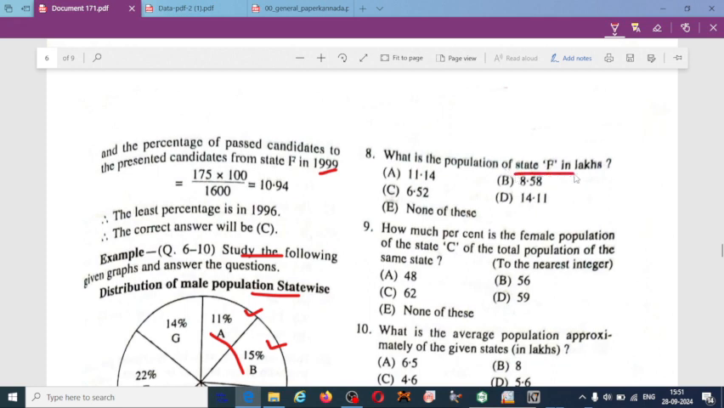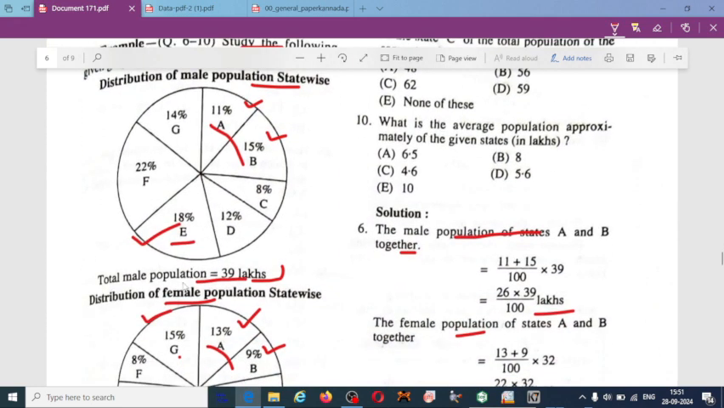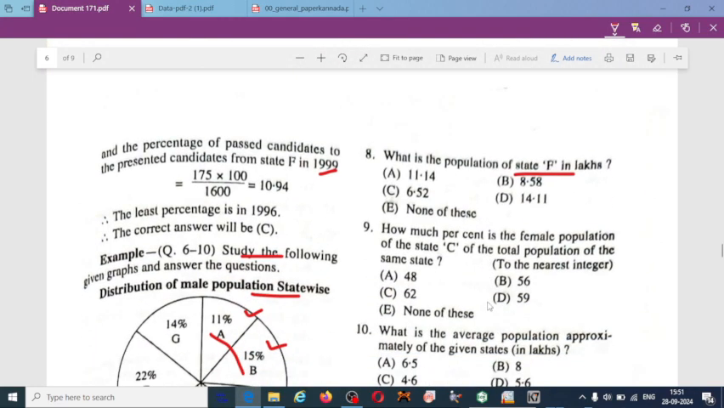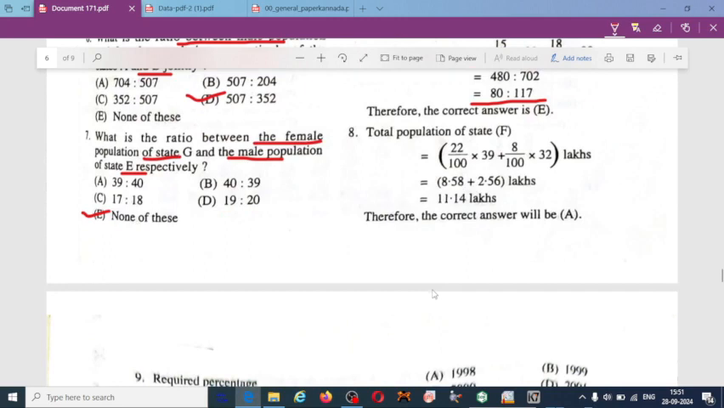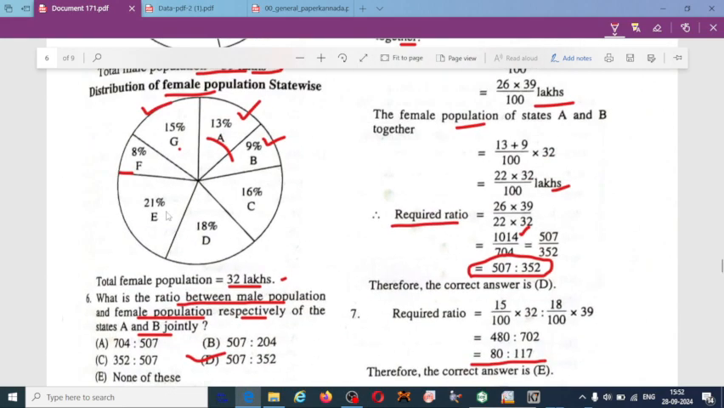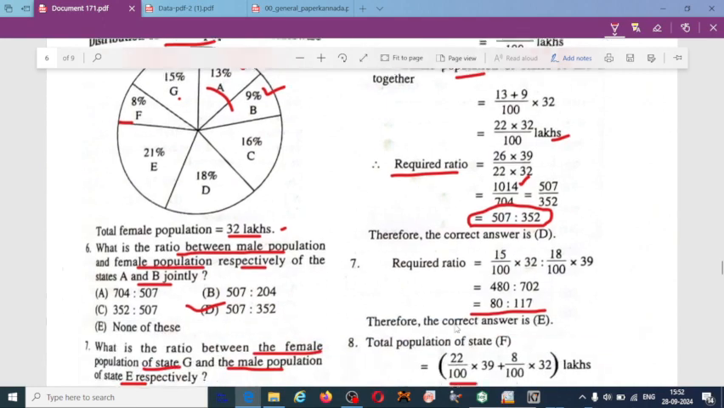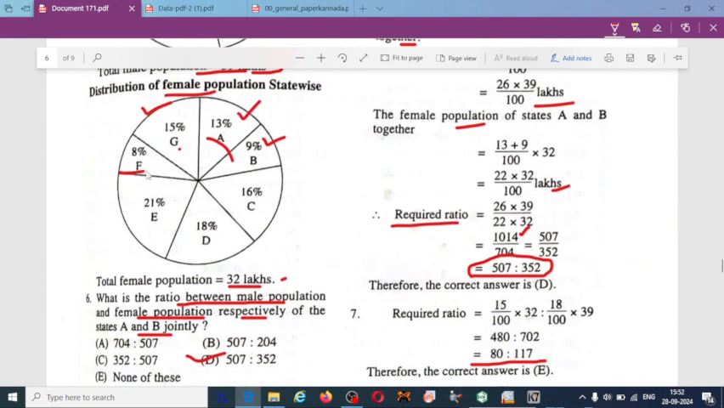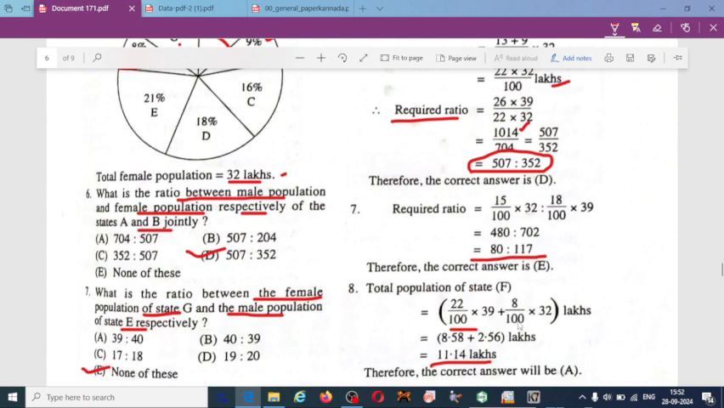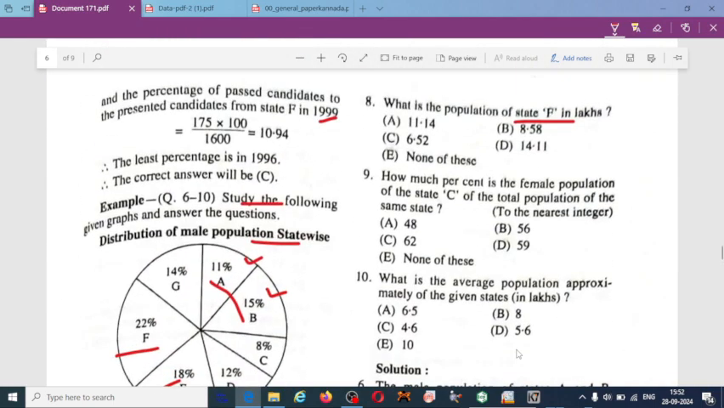What is the population of state F in lakhs? Here is the state F for both male and female. Let us solve here. So population of state F for male 22/100 into 39, for female 8%, so 8/100 into 32. You will get the final answer 11.14 lakhs, total population of F state including male and female. Option A is correct. How much percentage is the female population of the state C of the total population of the same state?